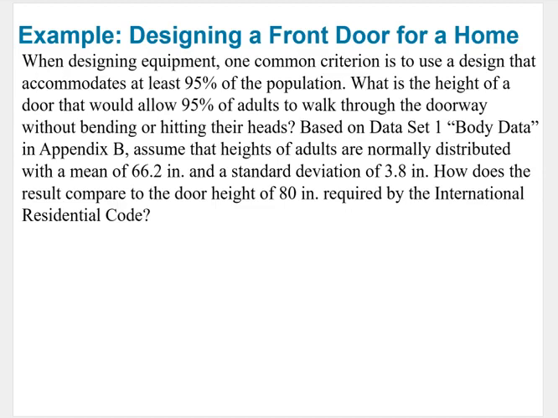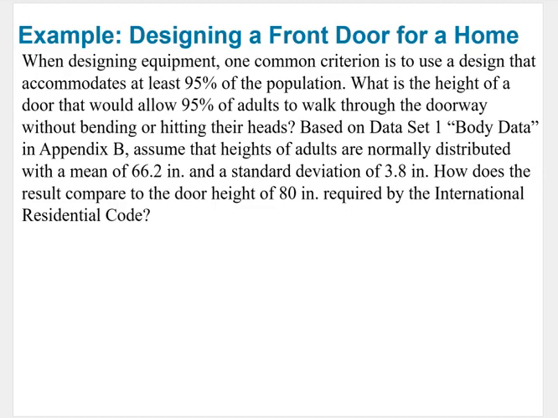All right, so here's another example that involves all of the same stuff. When you're designing things, one of the criteria for design is that your design has to accommodate at least 95% of the population. So the question here is, what is the height of a door that would allow 95% of adults to walk through the doorway without bending or hitting their heads? Obviously, we can't make every house to accommodate an NBA player, because that would just be ridiculous, right? All of us are not 7 foot plus. So we have to think about these things.